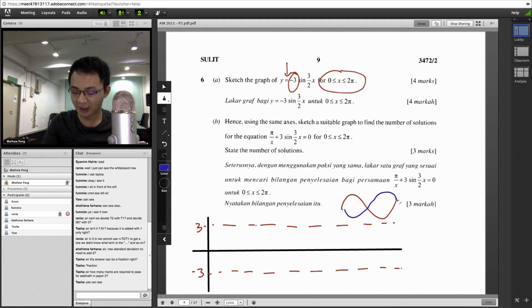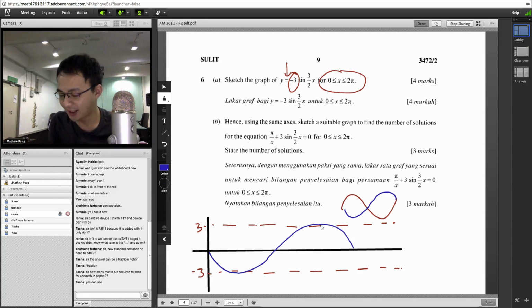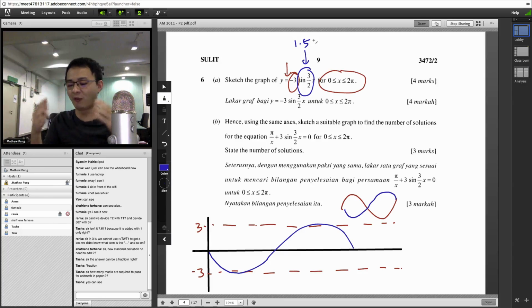Okay, so let me just draw it. It will be something like this. Obviously I cannot go more than 3, this is just an example. And by the way, what is the meaning of 3 over 2? 3 over 2 in decimal means 1.5, right? It means in 2 pi itself you only have 1.5 cycle.